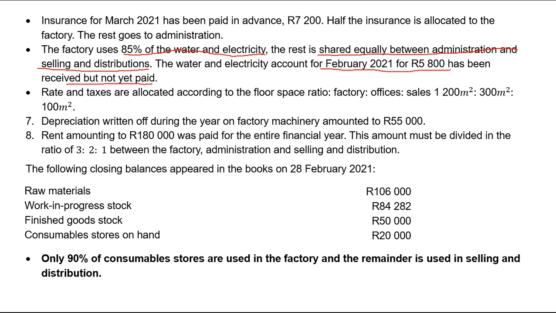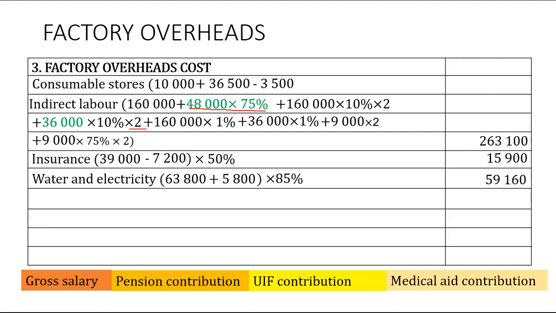It means rates and taxes will be accurate. We don't need to adjust it. Now, how do we work this one out? You'll go to factory overheads, take the 9,600. But before I get there, let me just show you calculations quickly.